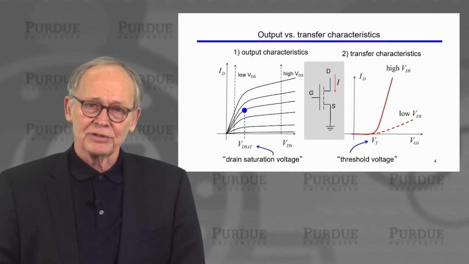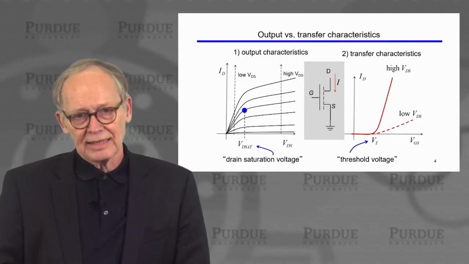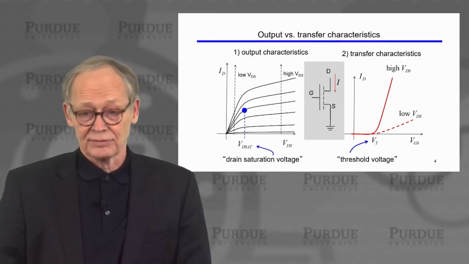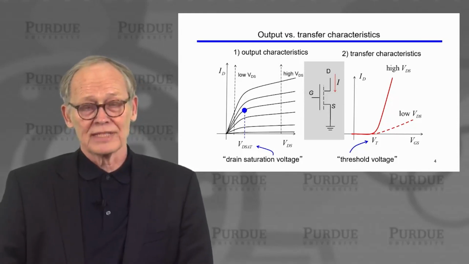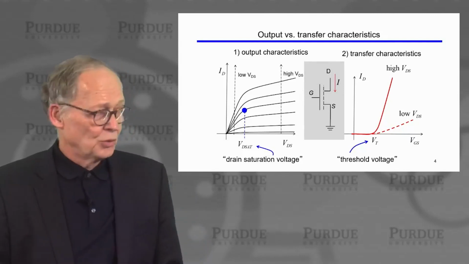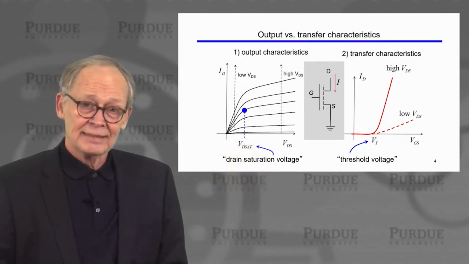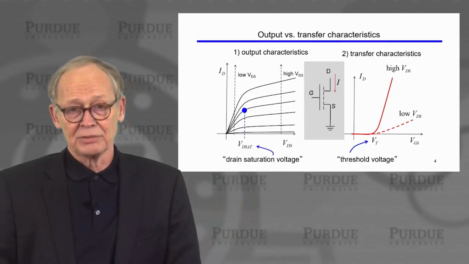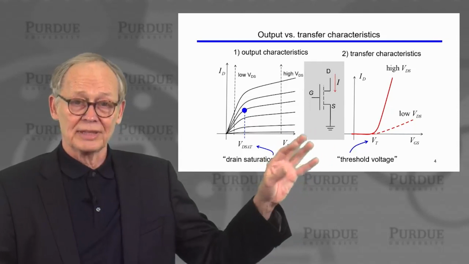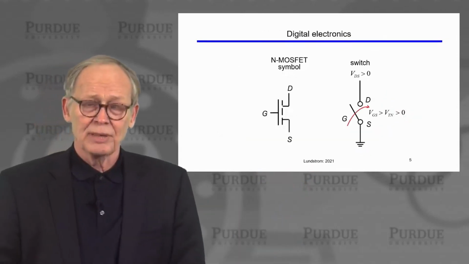Now, in the transfer characteristic, you can see that the gate to source voltage has to be at least a minimum value for any significant current to flow. That's called the threshold voltage, and that's an important voltage for a MOSFET. So we've introduced several terms. Drain saturation voltage, when the device is on, separates the linear and saturated region of the IV characteristic. Threshold voltage tells us when significant amounts of current flow. So those are important parameters.